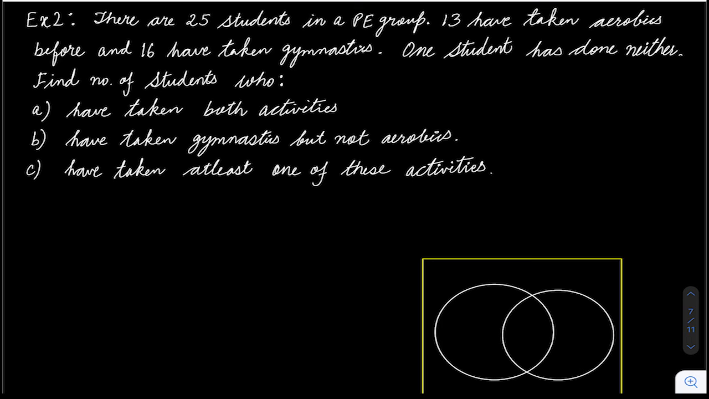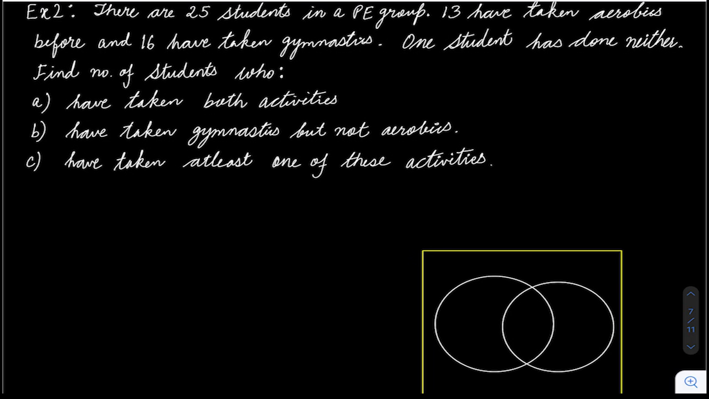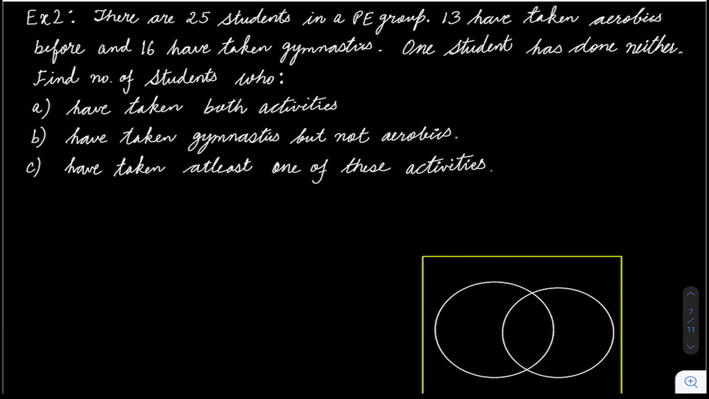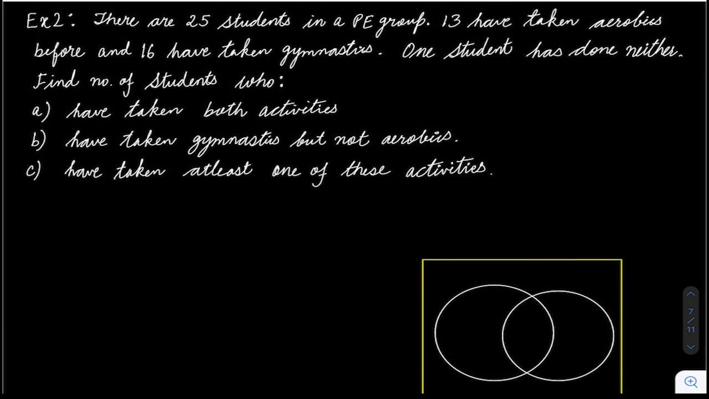Find the number of students who have taken both activities, who have taken this but not this, who have taken at least one of these activities. So what we are going to do is convert this word problem into a Venn diagram, and then we will find out as many parts of this Venn diagram as possible, and then we will see what information is missing and what we have to find out.